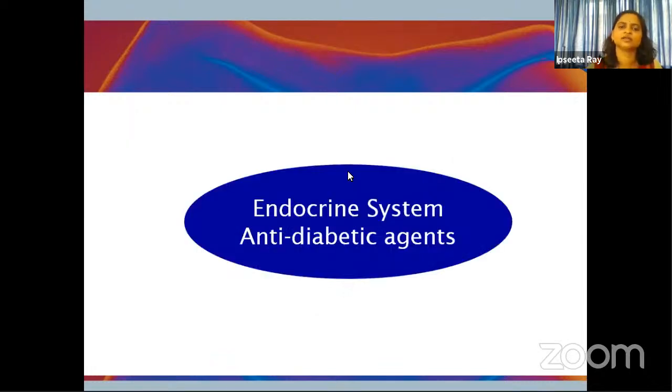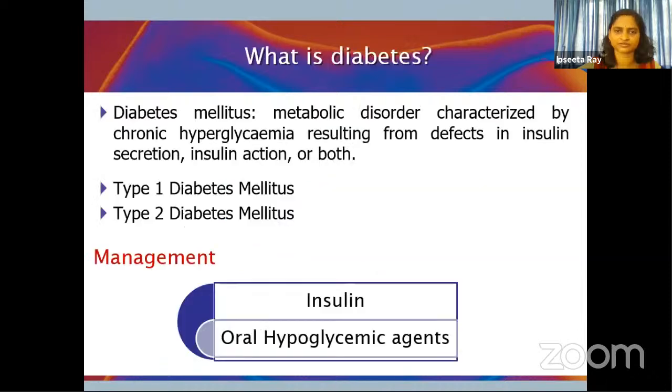With this, now we come to the next system, that is endocrine, and we will start with the anti-diabetic drugs. We know that diabetes is a metabolic disorder which is characterized by chronic hyperglycemia because of relative or absolute deficiency of insulin. There are different types of diabetes clinically, but what is important for you is type 1 and type 2 diabetes mellitus.